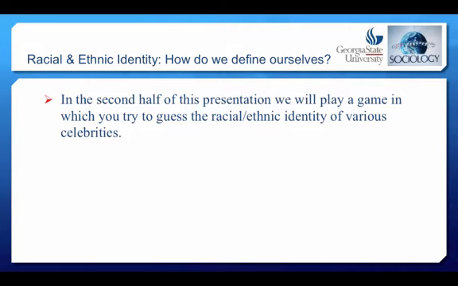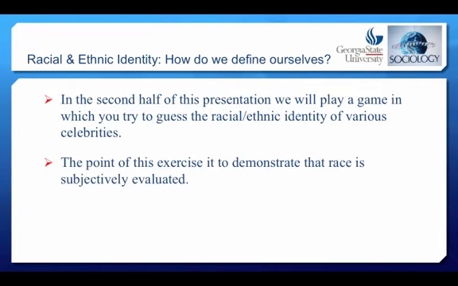And in the second half of this presentation, we're going to do something quite different, and that is essentially play a game where you try to guess the race or ethnic identity of various celebrities. And I think from doing this, you will sort of reflect upon the socially constructed nature of race, that it is subjectively evaluated. We look at people, we try to place them into racial categories, and this is often done in ways that we don't really consciously think about, but it may be interesting.